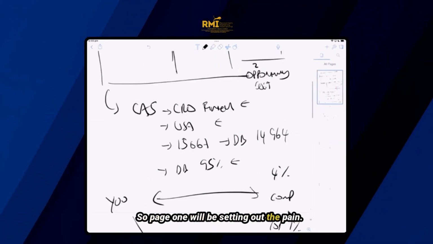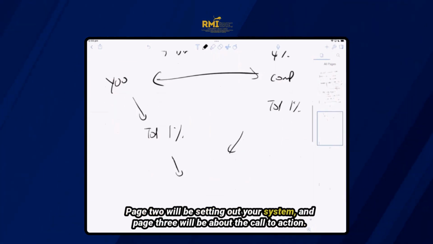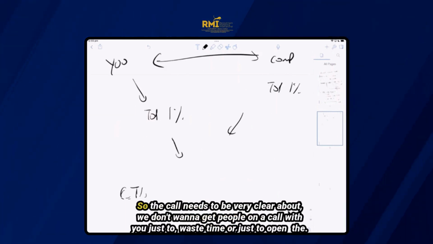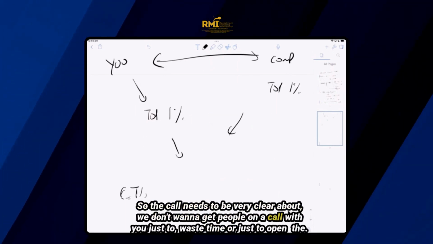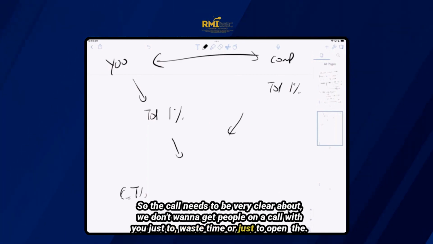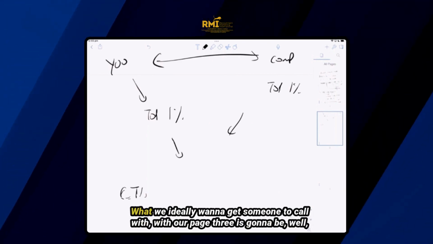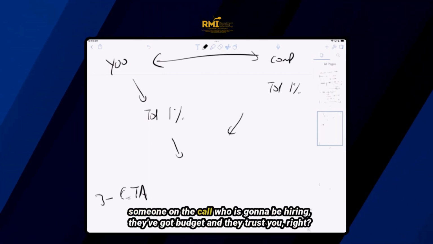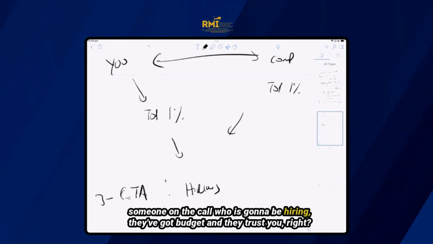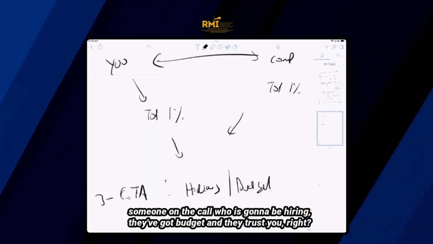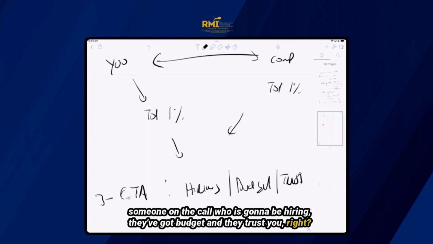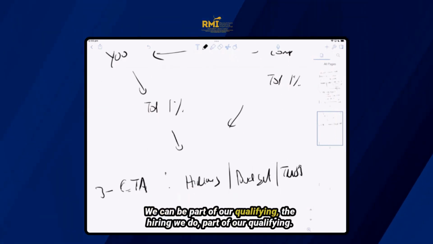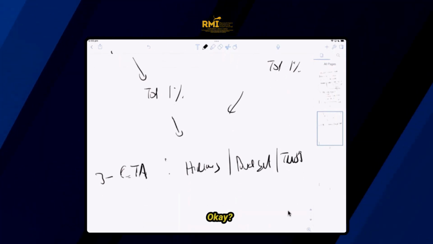So page 1 will be setting out the pain, page 2 will be setting out your system, and page 3 will be about the call to action. So setting up a call with them. The call needs to be very clear about, we don't want to be getting people on a call with you just to waste time or just to open the doors. What we ideally want with our page 3 is someone on the call who is going to be hiring, they've got budget, and they trust you, right? So the trust will come from your CAS, page 2. The budget, we do part of our qualifying. The hiring, we do part of our qualifying, okay?